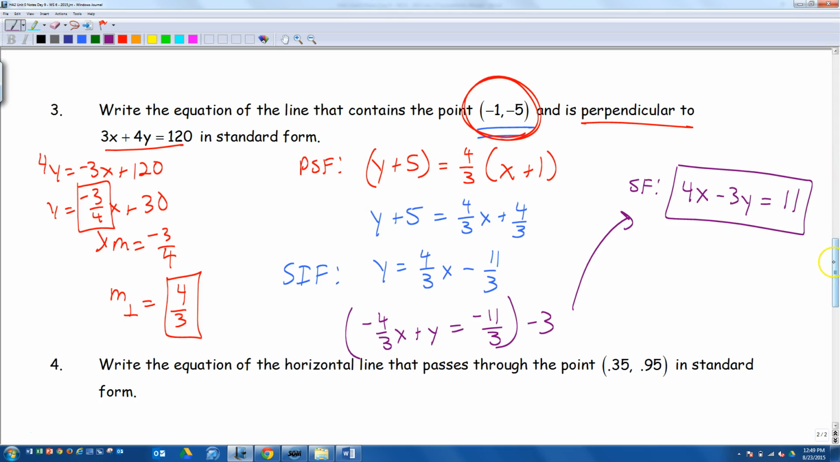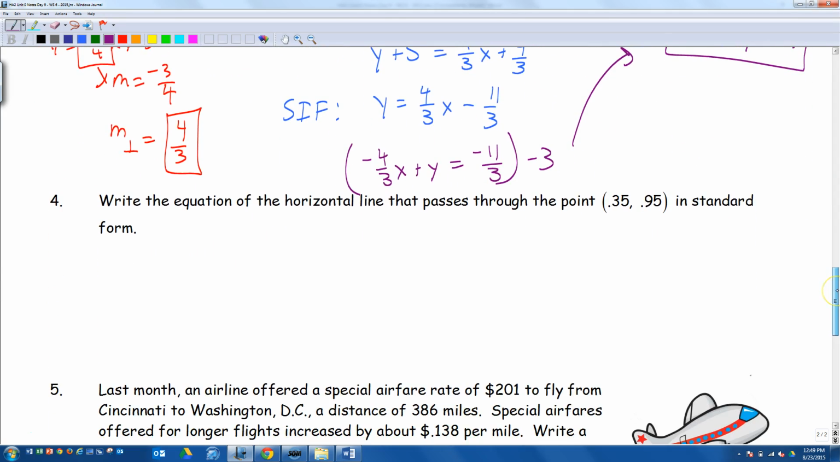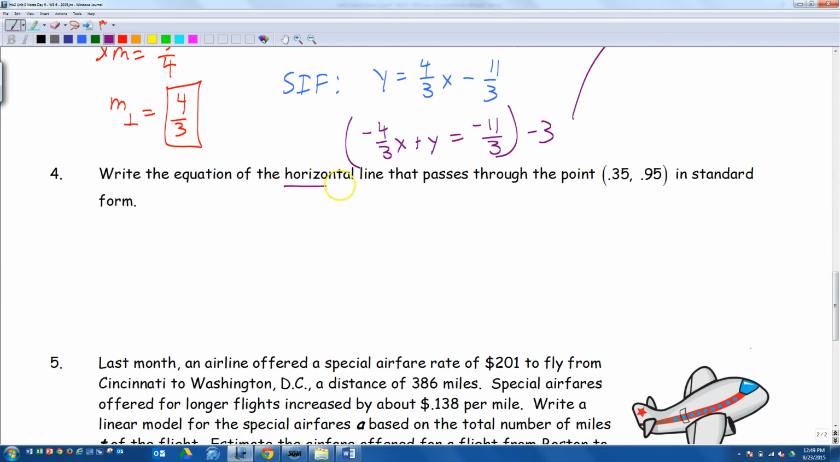Okay, one more of these. This is a special case because it's a horizontal line. Horizontal line, you should recognize, is just y equals whatever y equals. Y equals this, x will be everything, y equals 0.95.